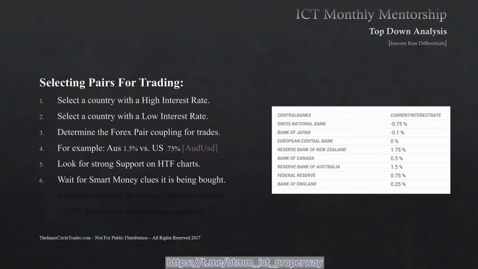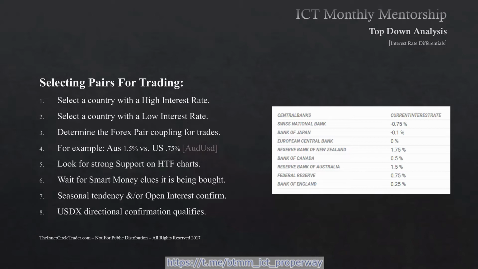We wait for smart money clues that it's being bought. Now, we went through several of those things that indicate that in the mentorship so far, but we'll revisit a few of them for this example. Seasonal tendency and/or open interest can confirm this. So there's our two elements of smart money tools that we can use. It doesn't have to use every possible scenario. We only need one or two to confirm. And we are looking for US dollar index directional confirmation that qualifies the setup.